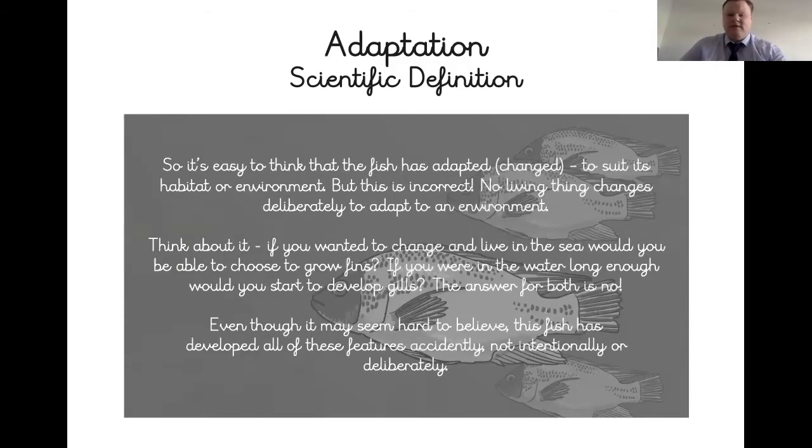So it's easy to think that the fish has adapted, changed, to suit its habitat or environment, but this is incorrect. No living thing changes deliberately to adapt to an environment. Think about it. If you wanted to change and live in the sea, would you be able to choose to grow fins? If you were in the water long enough, would you start to develop gills? Of course, the answer to both is no. Even though it may seem hard to believe, this fish and all fish have developed all of these features accidentally, not intentionally or deliberately.